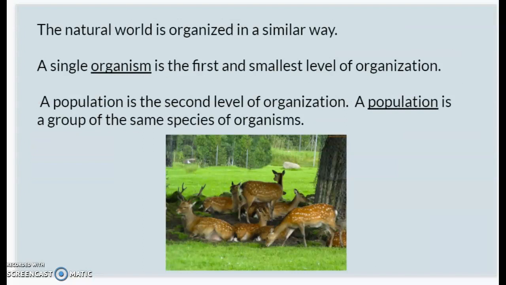A single organism is the first and smallest level of organization. A population is the second level of organization. A population is a group of the same species of organisms. So in this picture, if we had just a picture of one deer, that would be the organism. But what I have here is a picture of a population. It's a group of the same species. These are all the same type of deer.